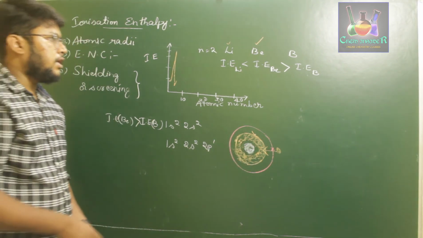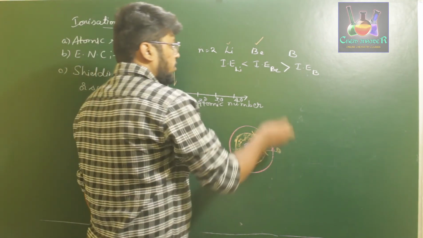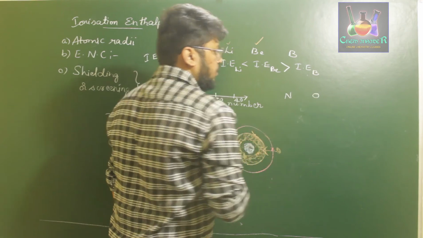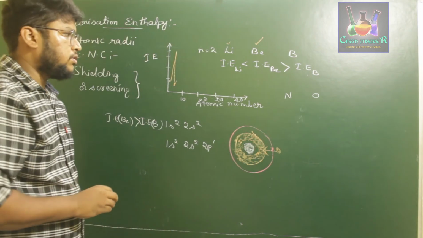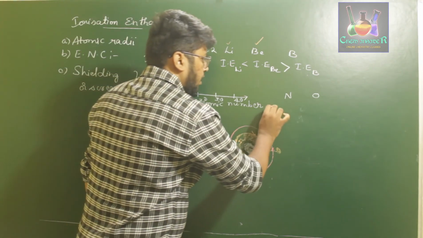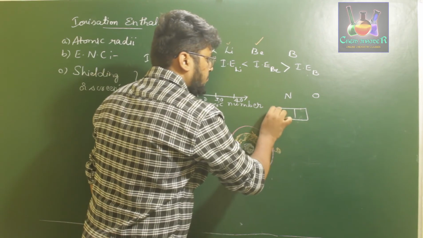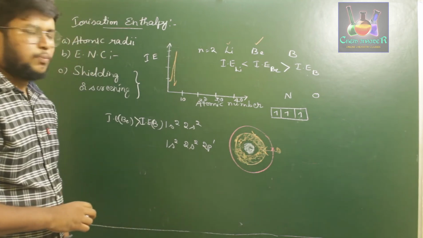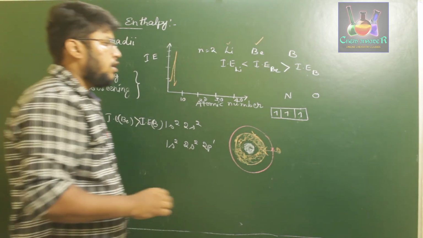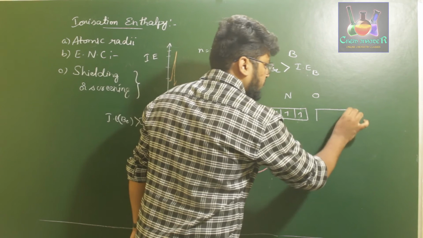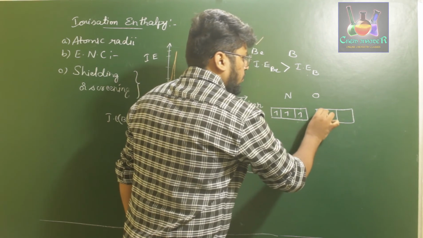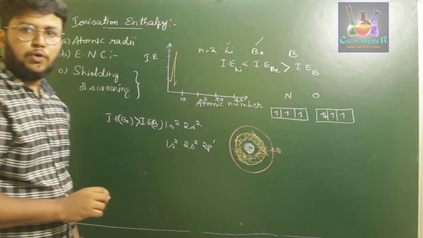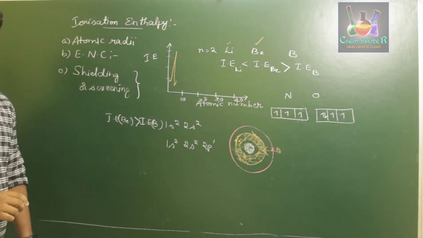Similarly, what we further observe is one more example of nitrogen and oxygen. In case of nitrogen and oxygen, we know nitrogen has 3 p suborbitals and 1 electron in each of them. 2px, 2py and 2pz have 1 electron each, whereas oxygen has 2 electrons in 2px, 1 in 2py and 1 in 2pz.